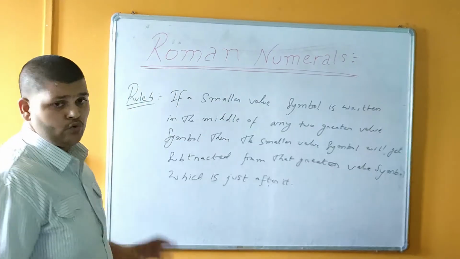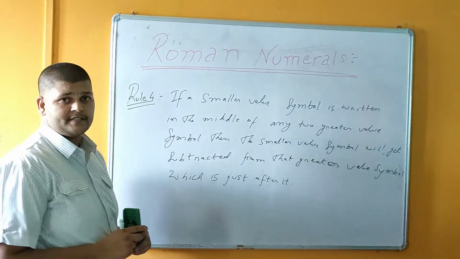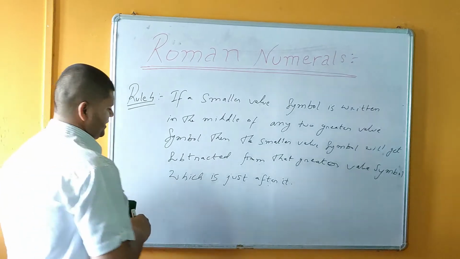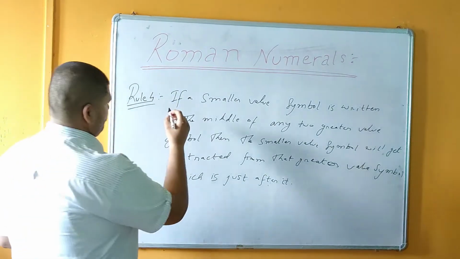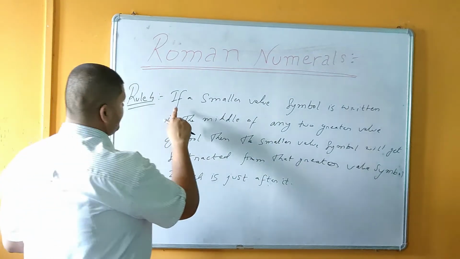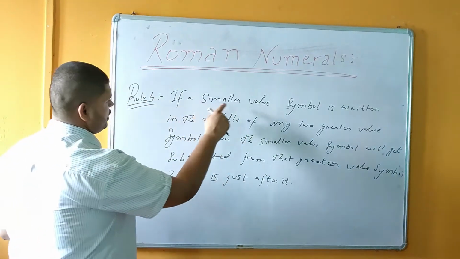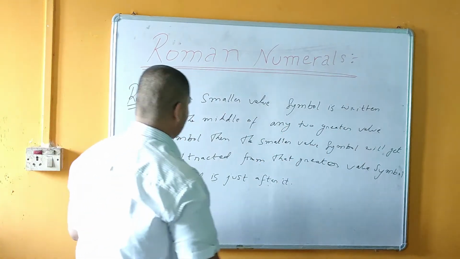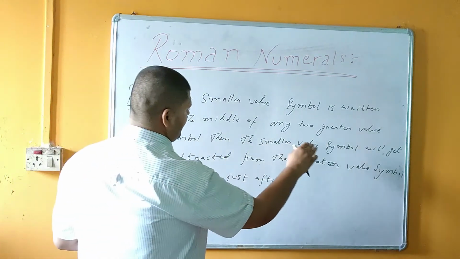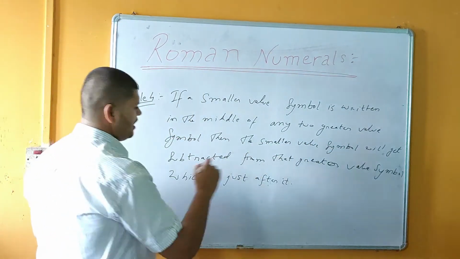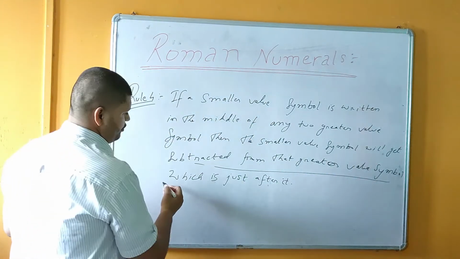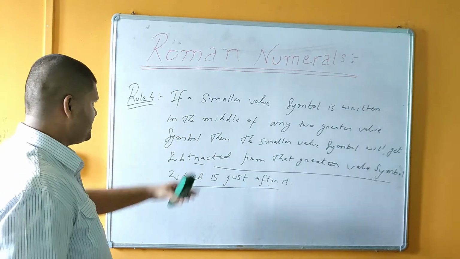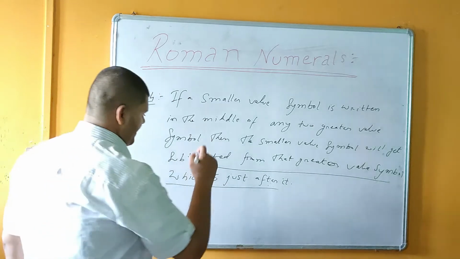Alright, this statement is too long to remember, but with the help of an example you will remember it. It's very easy. So let's do it. Once again I am reading this statement here. If a smaller value symbol is written in the middle of any two greater value symbols, then the smaller value symbol will get subtracted from the greater value symbol which is just after it. So alright, we will see this statement with the help of an example.